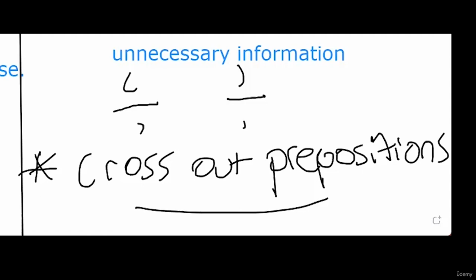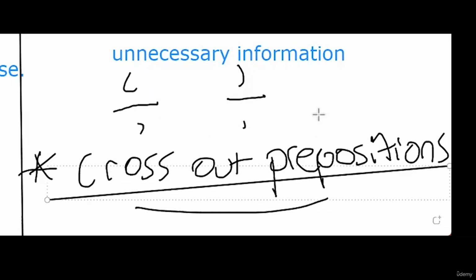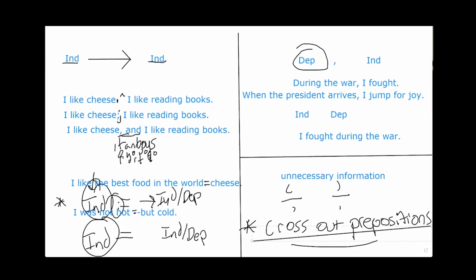You can just cut out the unnecessary information. If it's surrounded by parentheses, cut it out. Surrounded by em dashes, cut it out. Surrounded by commas, cut it out. See if the sentence works by cutting it out. And if it does, then it's good grammar. If it doesn't, it's not good grammar. Cross out prepositions because the subject of the sentence is never within the prepositions. And if you do all of these things, then you will for sure get a good score on this exam.